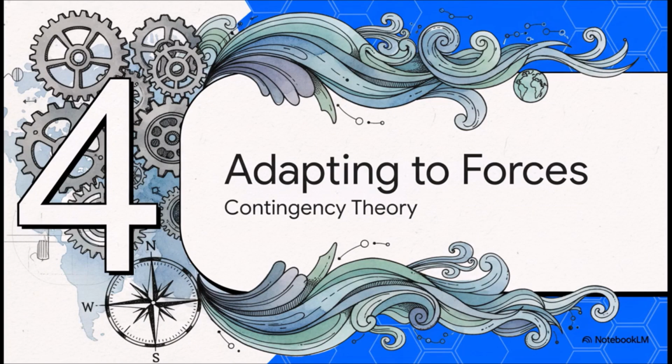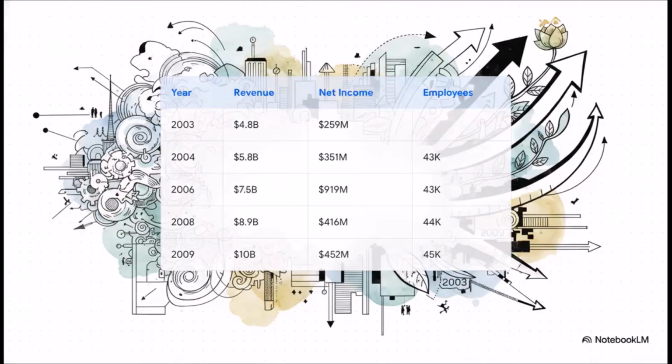Let's look at Section 4 now, adapting to global forces through contingency theory. Honestly, the numbers here tell a story of absolute resilience. Just look at that revenue jump from 2003 to 2009. We're talking about going from under $5 billion to over $10 billion. Even navigating through massive global economic turmoil, SAIC literally doubled its revenue. So, how exactly do you manage that kind of explosive growth in such a chaotic environment?